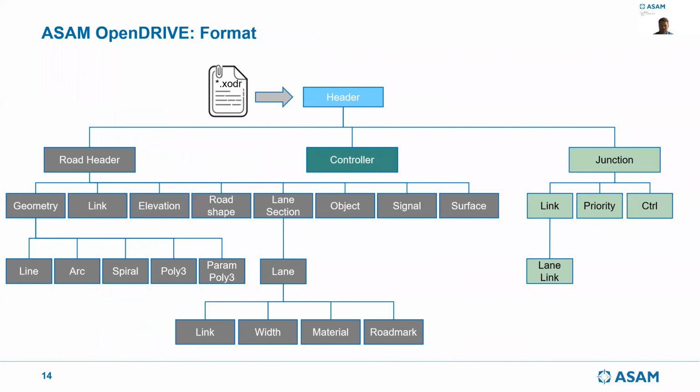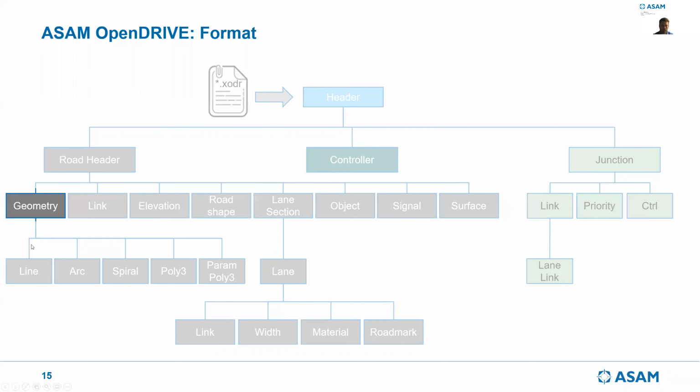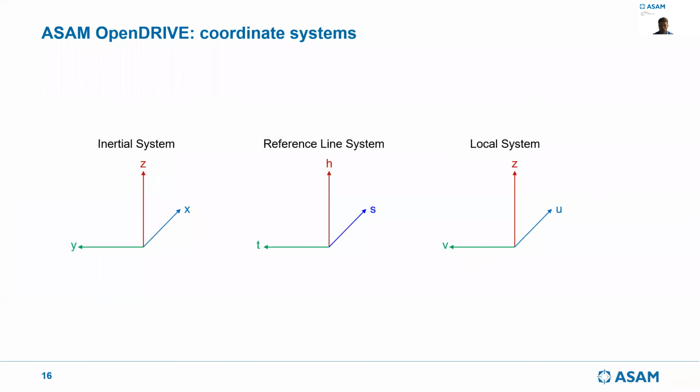So we are going to have a look at OpenDRIVE and the several parts. We are going to start with geometry and all the basic parts of OpenDRIVE, so you can get an understanding of what there is to OpenDRIVE and how you can use it. And that is why we start with the 3 different coordinate systems that are defined in OpenDRIVE.